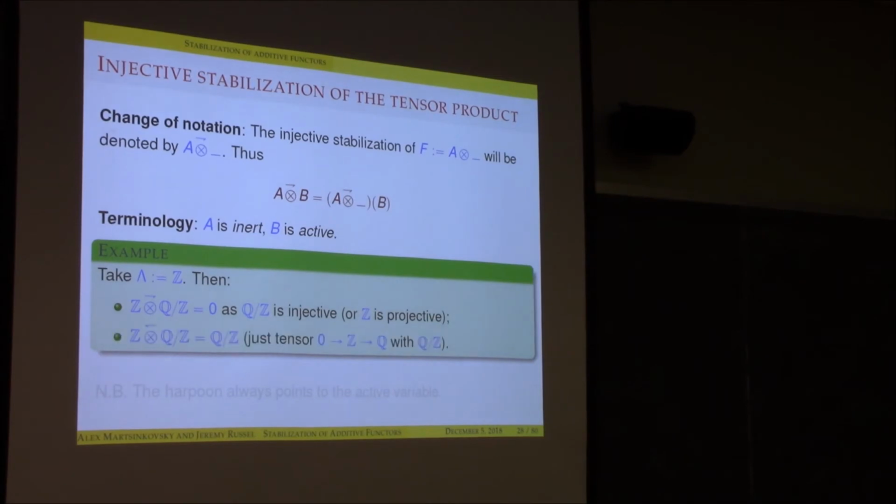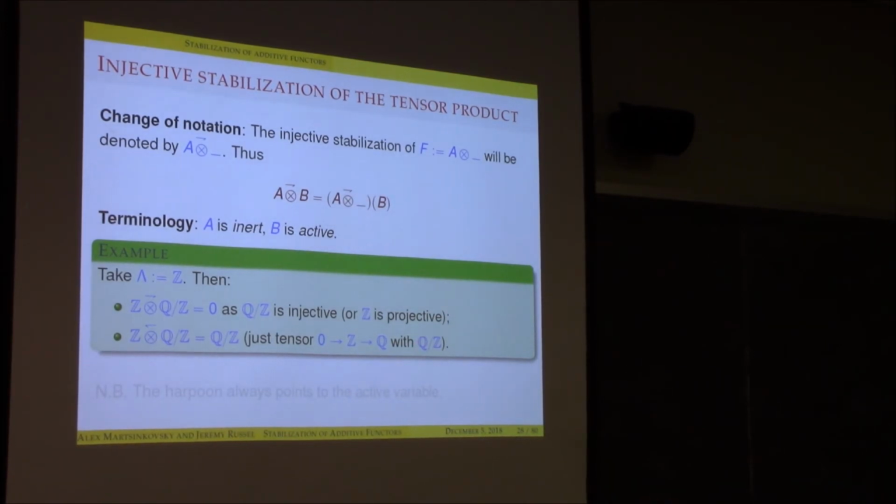But if you try to do it the other way around, now you fix Q mod Z, and you take Z and take its injective resolution. Well, it embeds into Q. And now you apply your functor to this injective resolution, that's tensoring with Q mod Z. Q tensor Q mod Z is 0, and Z tensor Q mod Z is Q mod Z. So the kernel will be Q mod Z.